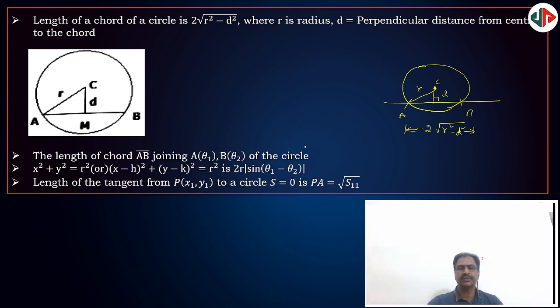Next, what is the length of the chord AB? This is the length of the chord when r and d are known. Here is the length of the chord AB when parametric points are given. A is theta 1, B is theta 2. 2r into mod of sine of (theta 1 minus theta 2)/2 is the formula for length of the chord of the circle, whenever ends of the chord are given in parametric form.